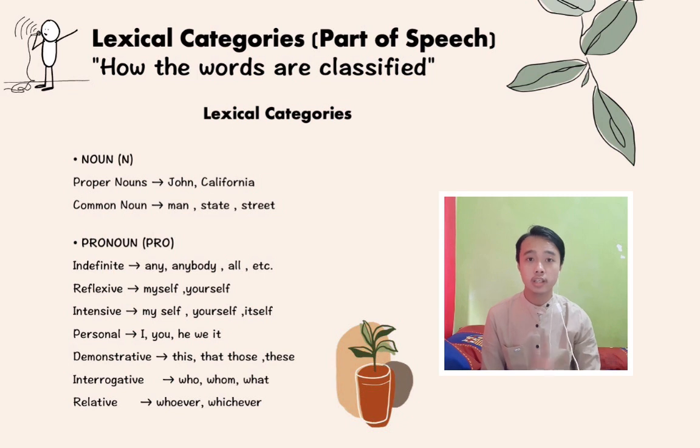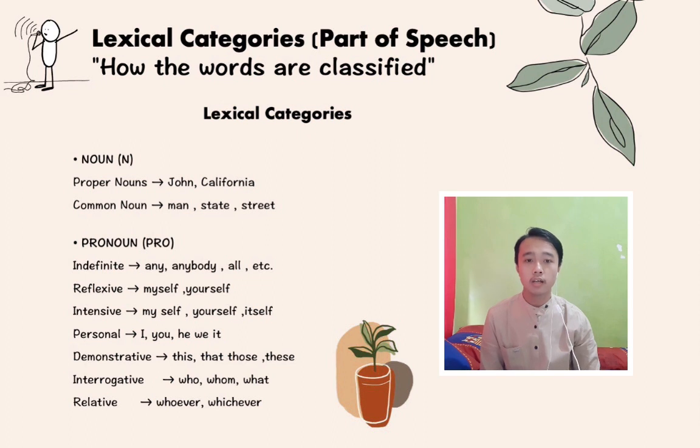The first is noun, the second is pronoun, the third is adjective, the fourth is determiner, and then verb, adverb, conjunction, preposition, and interjection. Each type of lexical category has its own subtypes. Okay, let's talk about that. Let's start with the first one, noun.